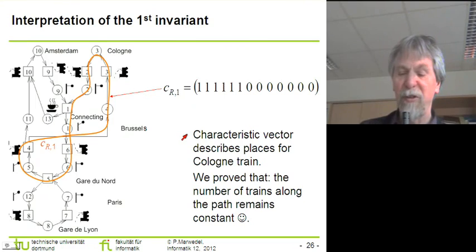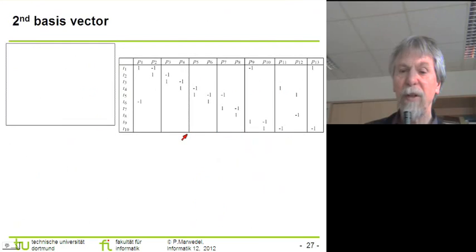They are pretty sure that their train will never get lost. The total number of trains will remain constant. So that's pretty good information. So now let's repeat the exercise for the second basis vector.